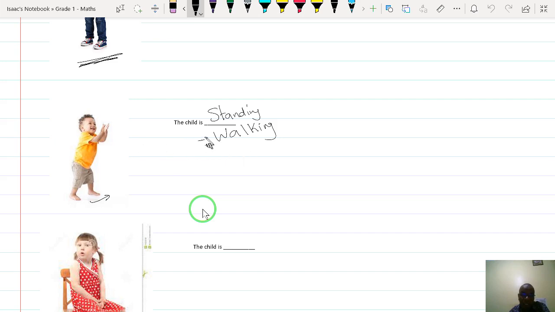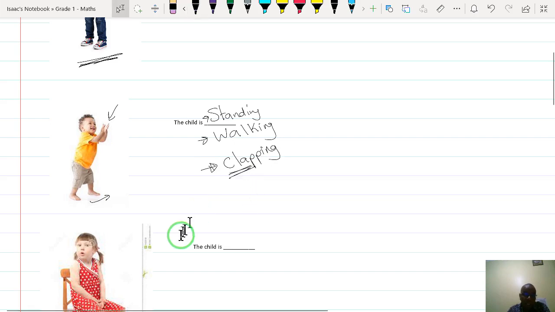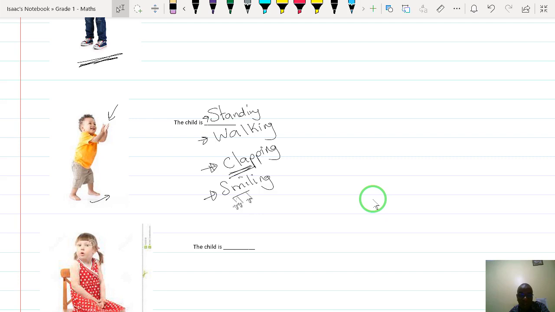You can also say that this boy is clapping. You can see he's clapping his hands. So we can say that the boy is clapping. Clap means you are clapping your hands. And you can also say that this boy is smiling. So you can see that this boy, his face is smiling. When you smile, it means you are happy.